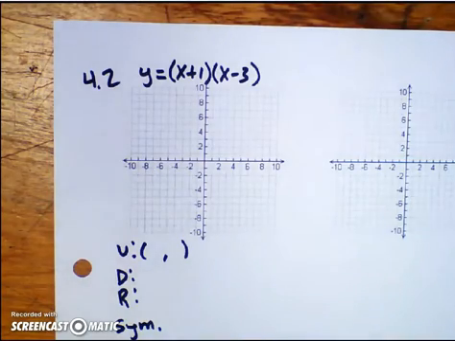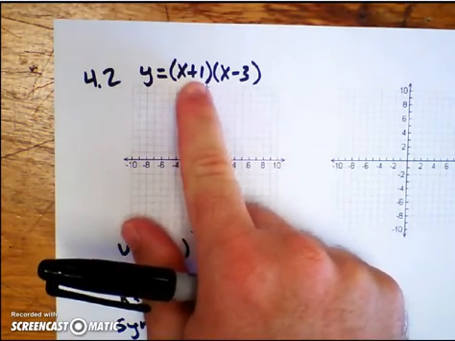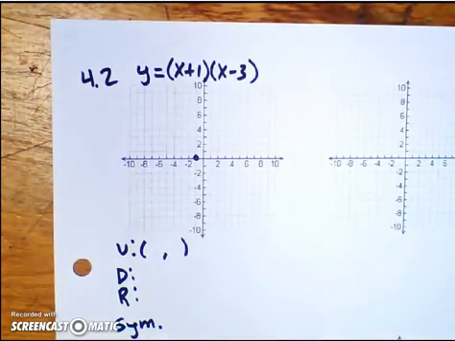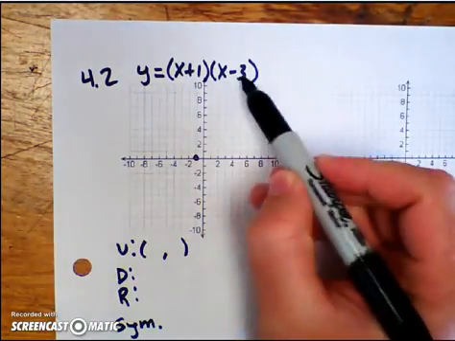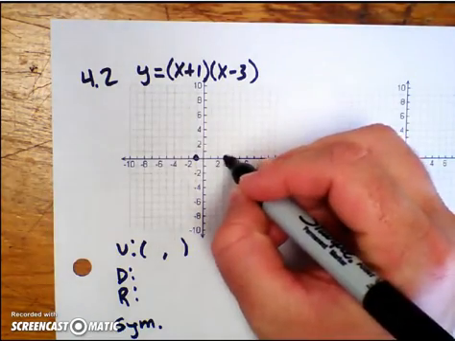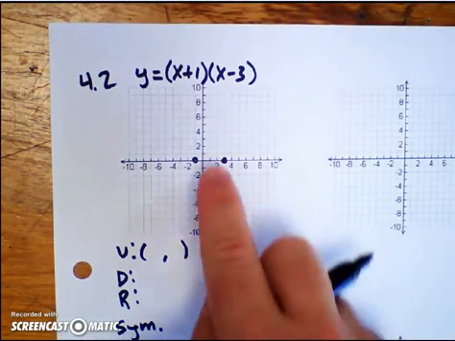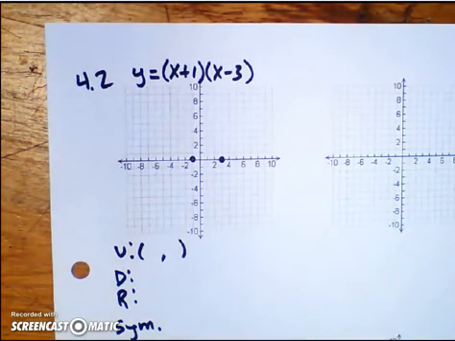Alright, this one is in intercept form. The reason why, it tells you both intercepts. This +1 is the opposite of that, so it's a -1 intercept. This -3 is the opposite of that, which is a +3. Okay, that's 2 of the 3 points you need. Now, we know that our vertex falls somewhere in the middle of those 2 points. We just got to find out where that is.